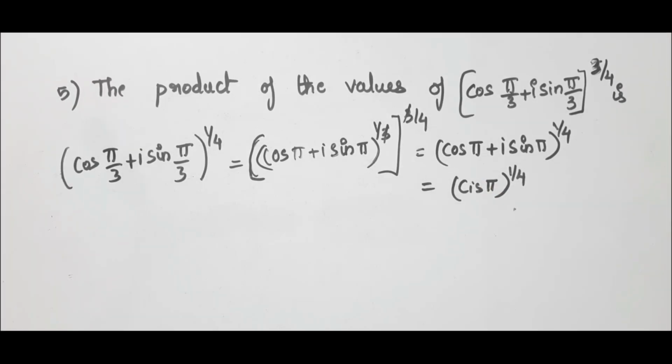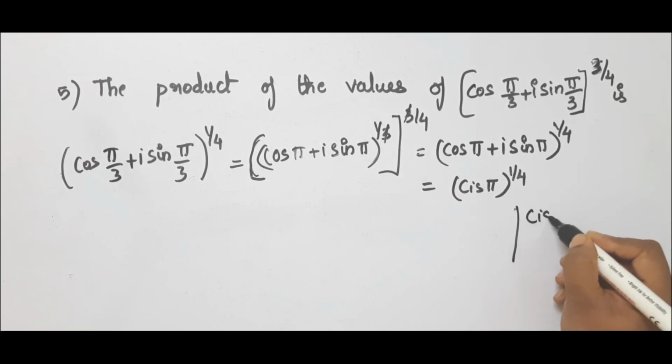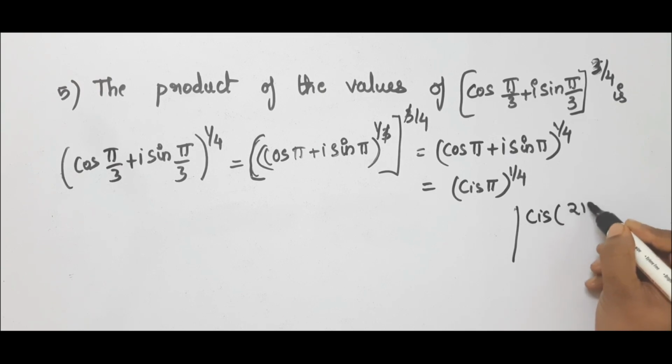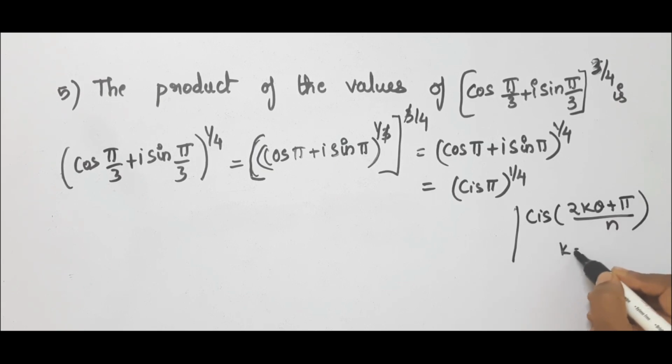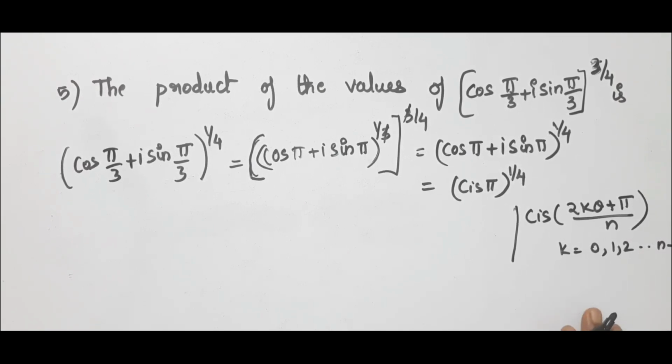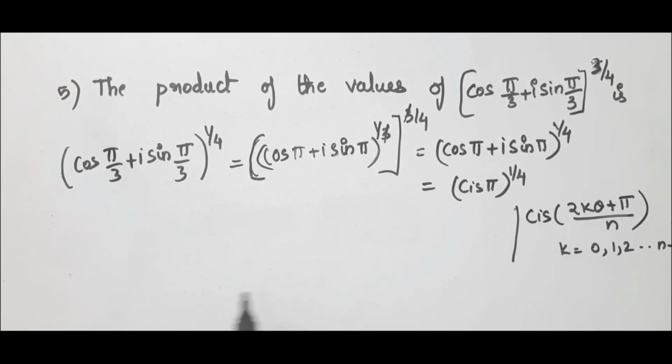Now in short form we can write it as (cis pi) whole power 1 by 4. Now apply De Moivre's theorem which we studied in the previous video, part 1, that is (cis theta) whole power 1 by n is cis of (2k pi plus theta) by n, where k equals 0, 1, 2, and so on up to n minus 1. This is the formula we have studied, is it not? That we have to apply here, as it is (cis theta) whole power 1 by n. Okay, use that formula, apply here and get the value.